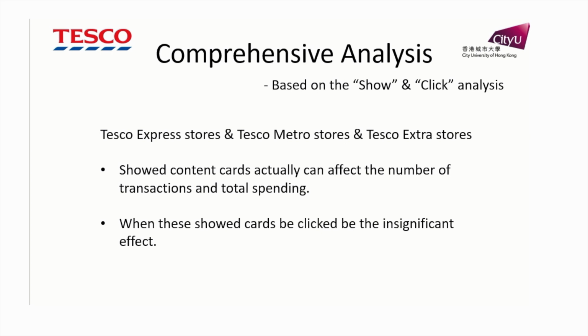Based on the content card show and content card click analyses above, we find some relationship between these two analyses in the 7 different types of stores. In Tesco Express, Tesco Metro, and Tesco Extra stores, the shown content card has a significant effect on transactions and spending. However, it's interesting that when these cards are clicked and the consumer browses the details, these cards have an insignificant effect and do not promote purchase.